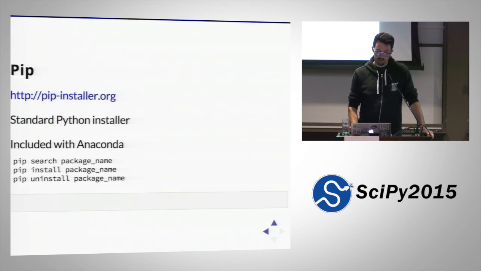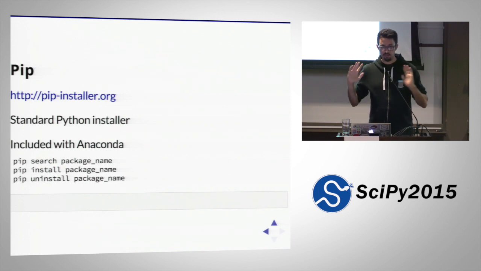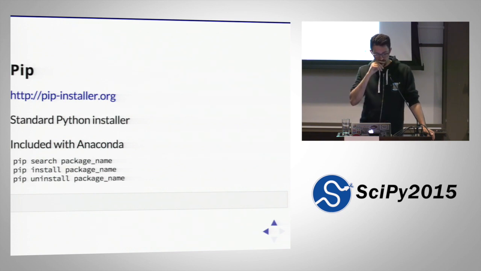So the other installer is called pip. It also comes with Anaconda, but pip has access to every package on what's called the Python Package Index, which is a humongous trove of packages that just anybody can upload to. For example, if you wanted to install GeoPandas, you would go to the GeoPandas website, find out what the prerequisites were, and make sure you had those installed, some of which can be installed by conda. Then you would say pip install GeoPandas, and pip would install it for you. Otherwise, it works a lot like conda. You can search, you can install, you can uninstall.